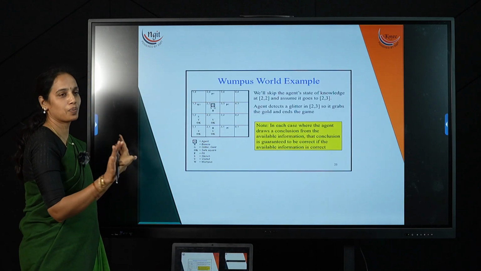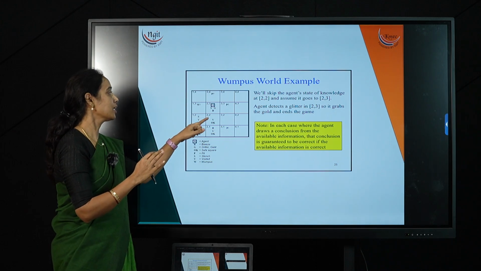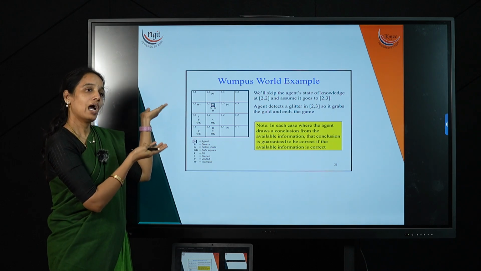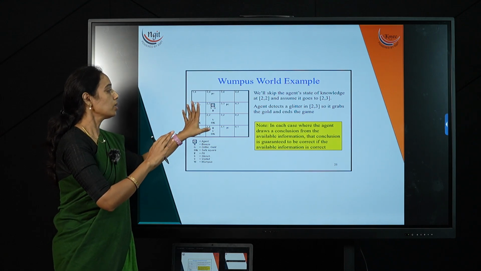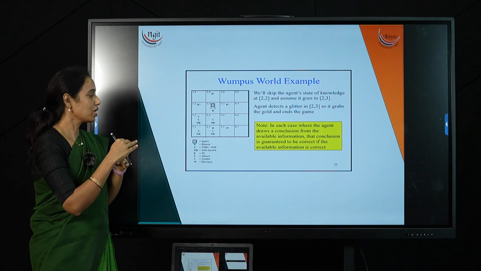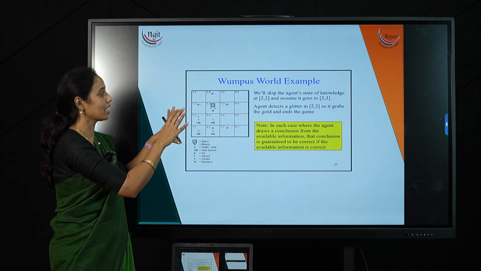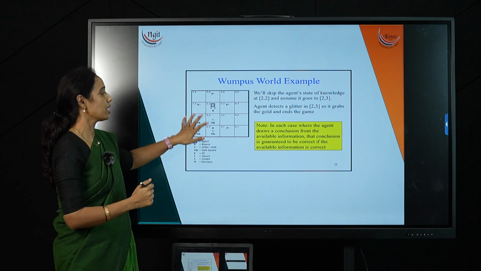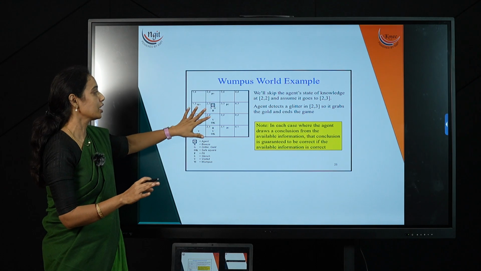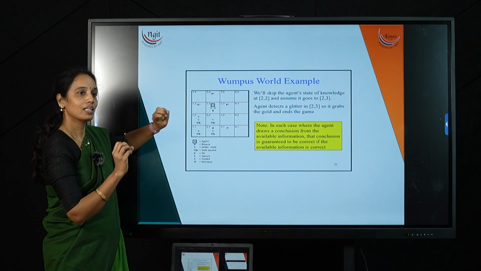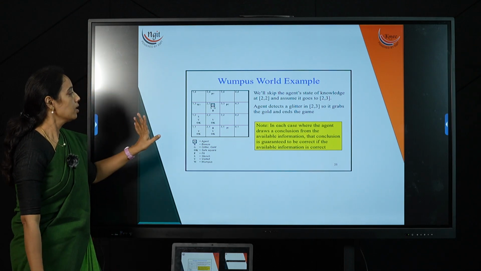We will skip the agent's state of knowledge at 2,2 and assume that he goes to 2,3 and there he finds a glitter. So he grabs the gold and ends the game. We are not discussing the internal state of the agent. We are just concluding the game: after 2,2 there is nothing he finds, he just moves to 2,3, finds a glitter, grabs the gold and ends the game.